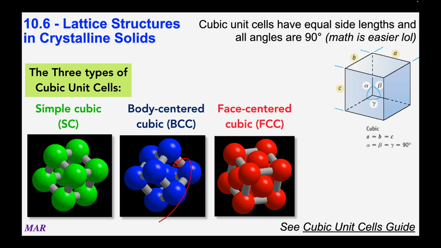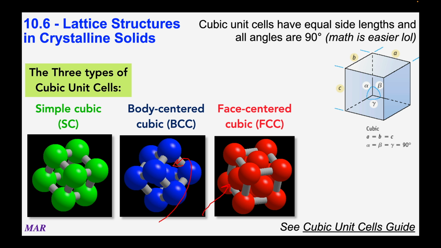The last kind is called face-centered cubic, FCC. FCC is like SC, simple cubic. There's 1 atom in each corner. But if you look carefully, every face of the cell has an atom in it. Now, a cube has 6 faces: top, bottom, left, right, forward, backward. Each of those faces has an atom in it. It does not have an atom in the middle like the body-centered, but there is one in each face.